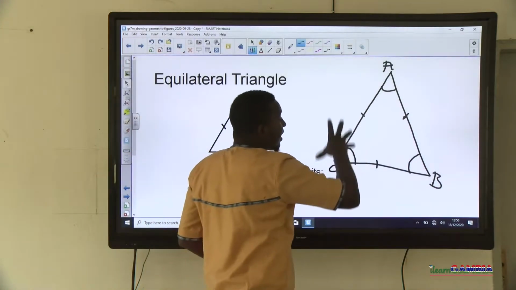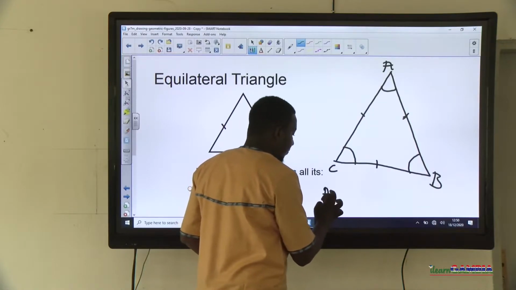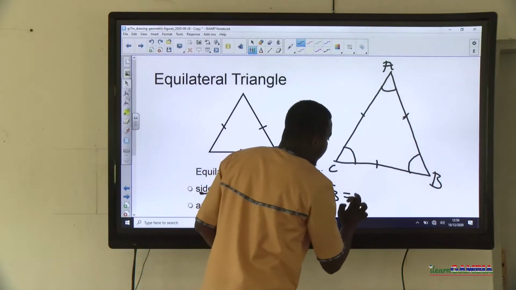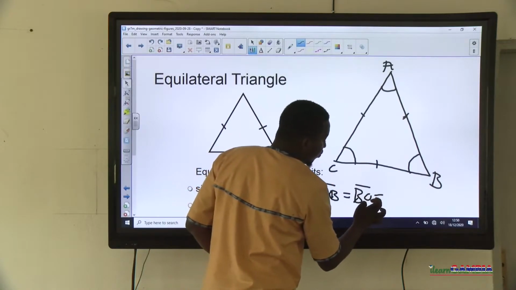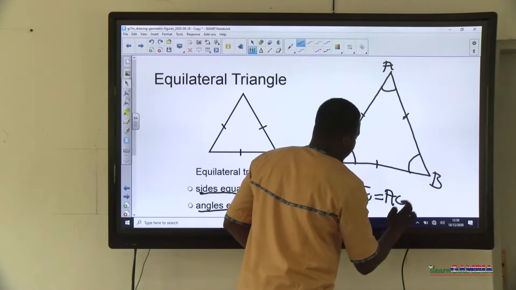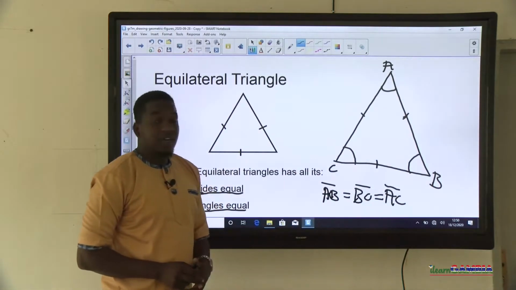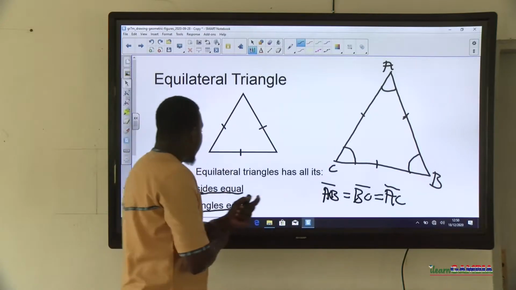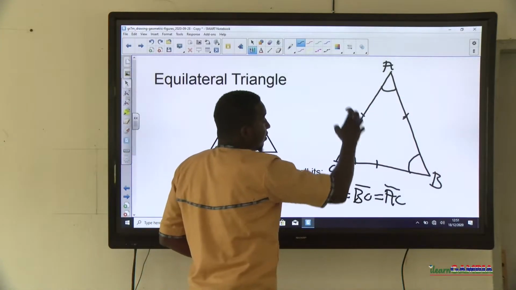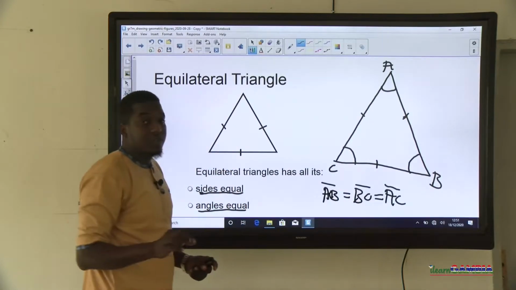So in order for this triangle to qualify as an equilateral triangle, from point A to point B, which is line AB, should be equal to from point B to point C, which is line BC, which also should be equal to from C to A, or from A to C, which gives us line AC. These three lines should be equal for the triangle to be referred to as an equilateral triangle. Also, not only the sides, but the angles themselves: angle A, angle B, angle C should all be equal, and they should all be equal to 60 degrees.